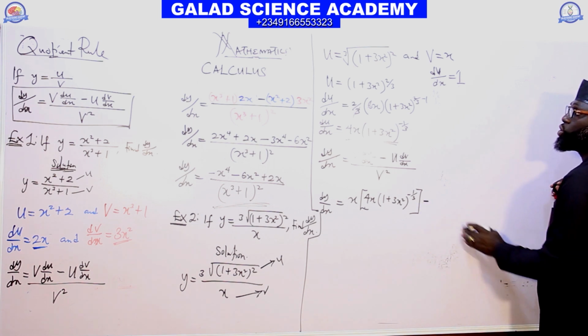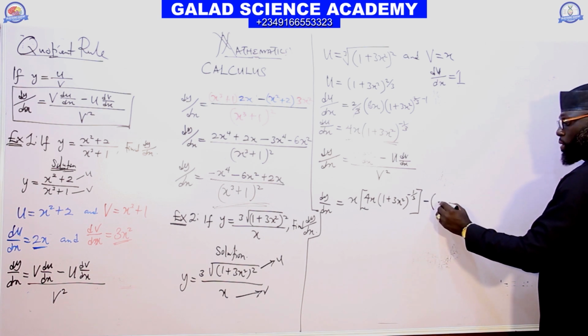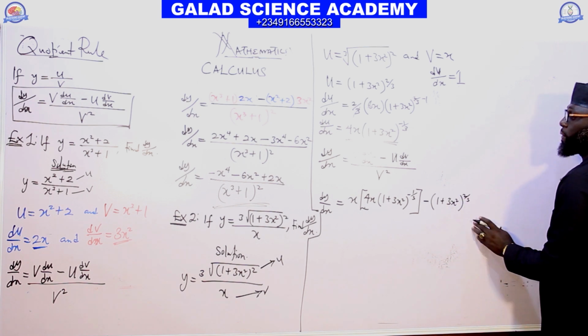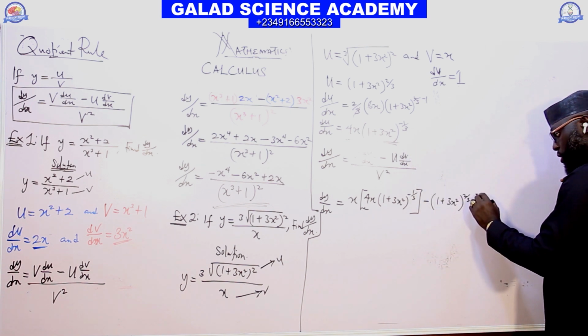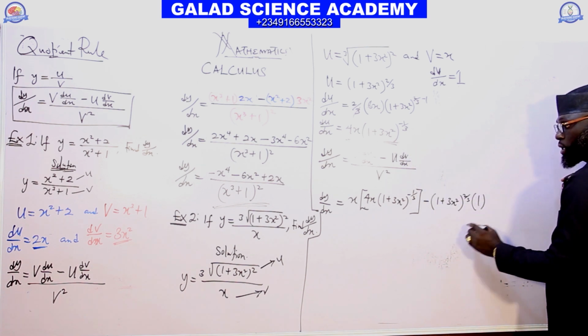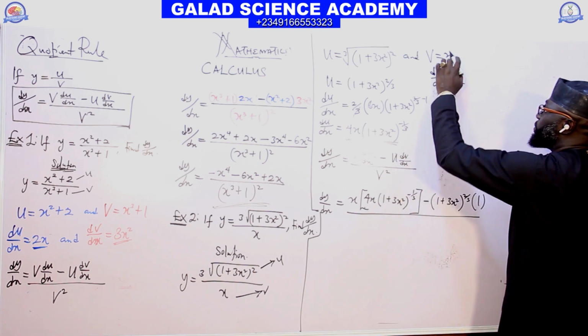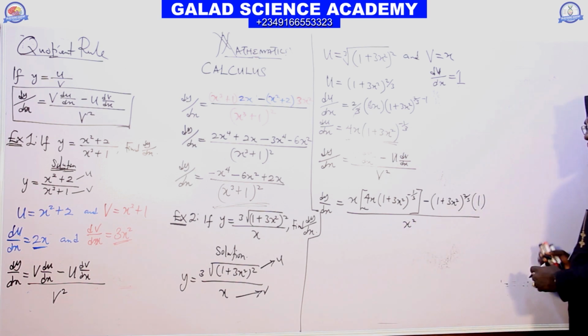Minus, what is u? 1 plus 3x squared, 2 over 3. The dv/dx is 1. So don't forget everything over v squared. What is v? x. We have x squared.